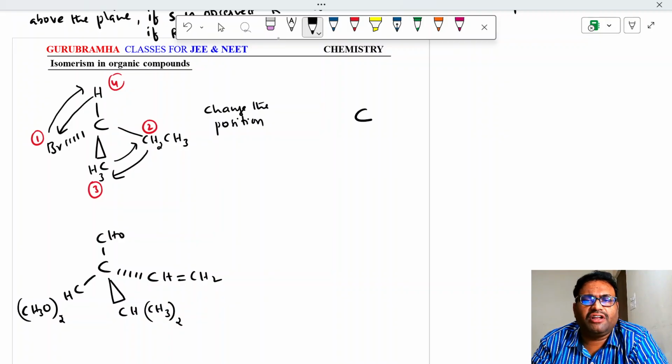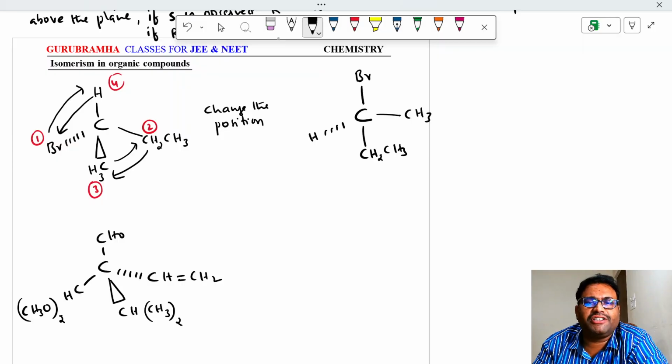So C, now what happens? Bromine, hydrogen, CH2, CH3, CH. Right, simple. How simple it is, you see. Now what you are doing? Priorities 1, 2, 3, 4. 4 is away from the observer, away below the plane. So least priority group is below the plane. Now whatever you observe, you can write the answer.